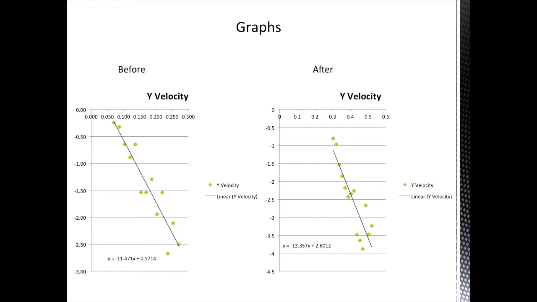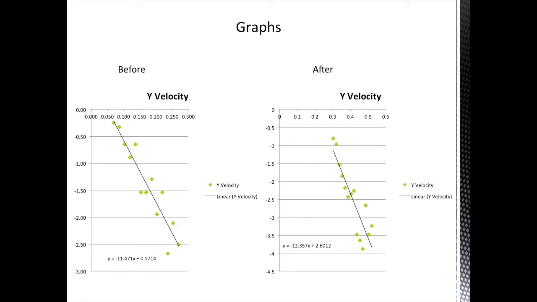These first two graphs deal with the y velocity of the marker before and after its collision. Before the collision, again, the only force acting on the marker is gravity. Thus, its motion can be approximated with a linear equation. In this case, the slope of the linear equation is negative 11.47 meters per second squared, not too far off from the accepted value for gravity of 9.8 meters per second squared. These discrepancies are likely due to measurement errors or other things like that.